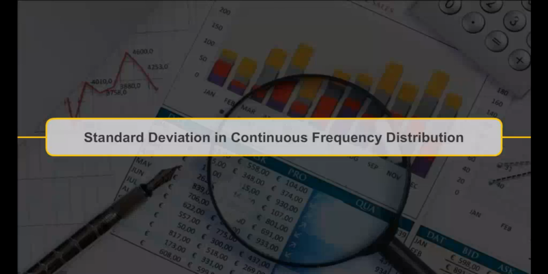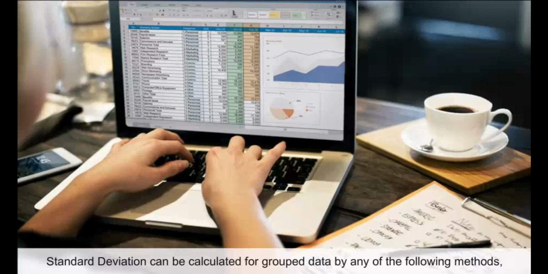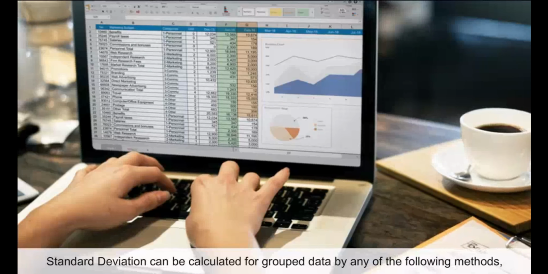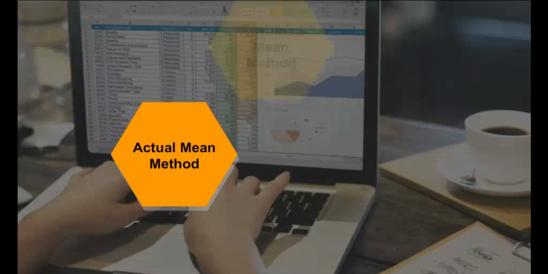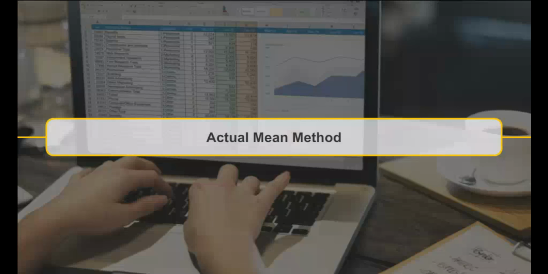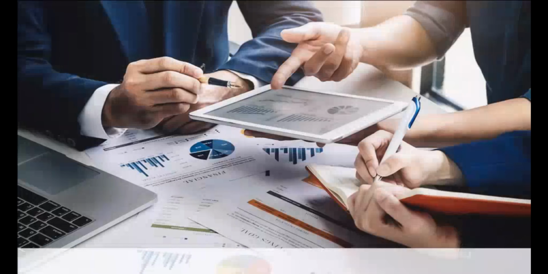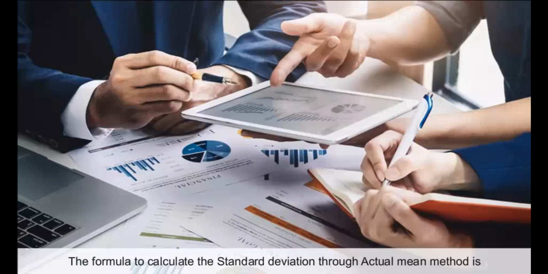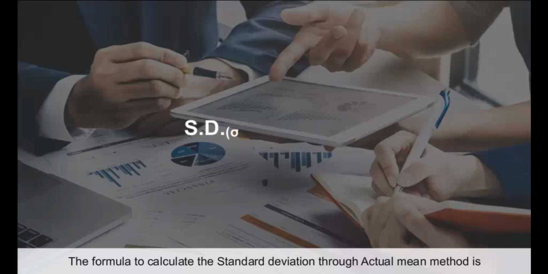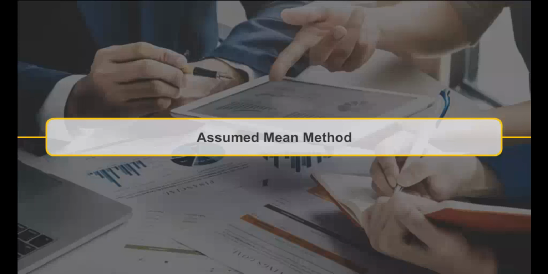Standard deviation in continuous frequency distribution. Standard deviation can be calculated for grouped data by any of the following methods: actual mean method, assumed mean method, step deviation method. Actual mean method. The formula to calculate the standard deviation through actual mean method is standard deviation is equal to under root summation f d square upon n. Assumed mean method.